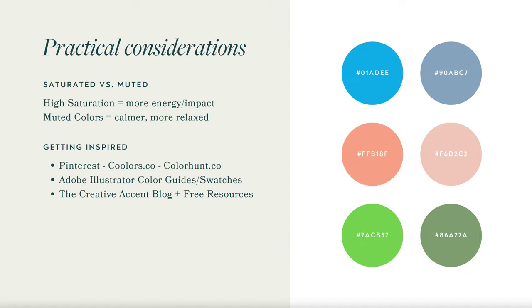So saturated versus muted. We know that colors evoke emotions, and we want our brand to create an impression and to resonate with who we are as the brand and also to attract the right clients. So if you have a high energy brand, you might lean toward more saturated colors because saturated colors equal more energy and more impact. They just leave more of a bolder impression, whereas muted colors are going to feel more relaxed and calm and grounded. So if you have a brand that needs to convey like this reassuring, peaceful quality, then you might lean more towards a muted color palette.